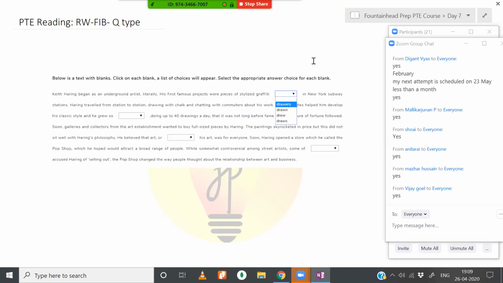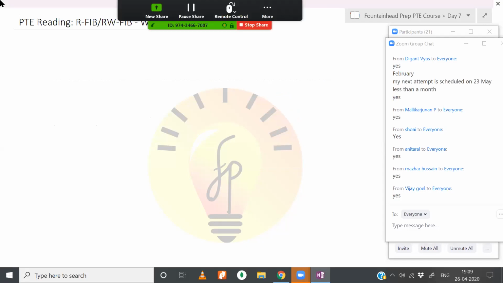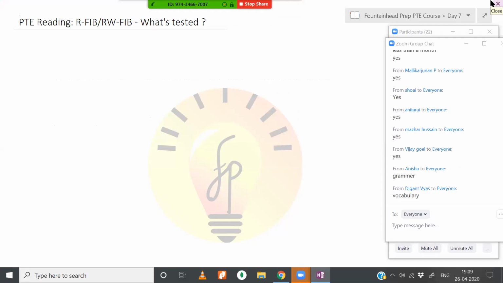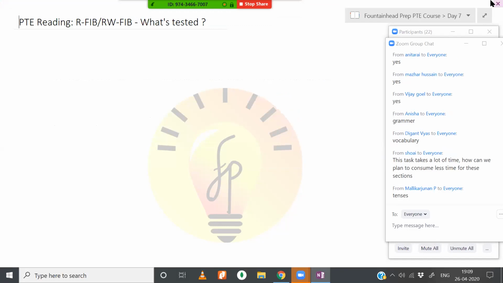All right, super. So what is tested in reading fill in the blanks and reading and writing fill in the blanks? So any thoughts, any idea? Let me hear it from you. What is your idea about these question types? Vocabulary, grammar, yes. This task takes a lot of time.